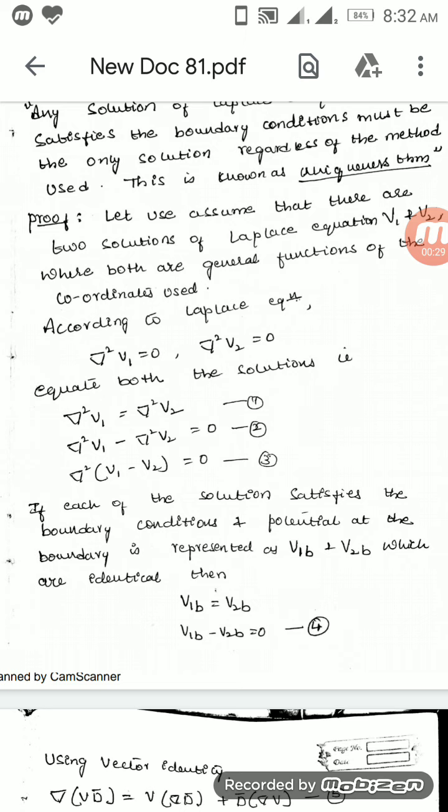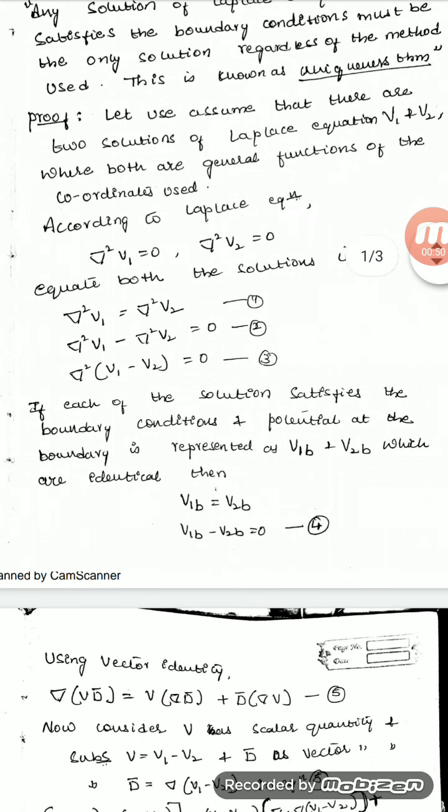That is what the uniqueness theorem tells. So we'll go with the proof by assuming that there are two solutions of the Laplace equation, that is V1 and V2. We assume it, where both are general functions of the coordinates. So according to Laplace, del square V1 is equal to 0 and del square V2 is equal to 0. Equate both the solutions, that is del square V1 is equal to del square V2. Call it equation 1. Then bring it to the LHS and take del square common. So we'll get del square of (V1 minus V2) is equal to 0. Call it equation 3.